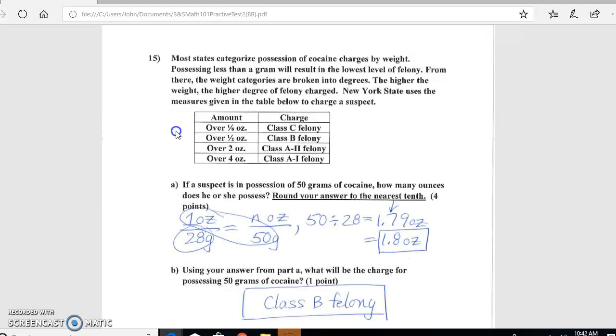We go up to our table, and we see that 1.8 ounces is over 1/2 of an ounce, but it's not over 2 ounces. It's still less than 2 ounces. So the charge is going to be this one here for over 1/2 ounce. It's going to be a Class B felony, which is your answer for letter B.